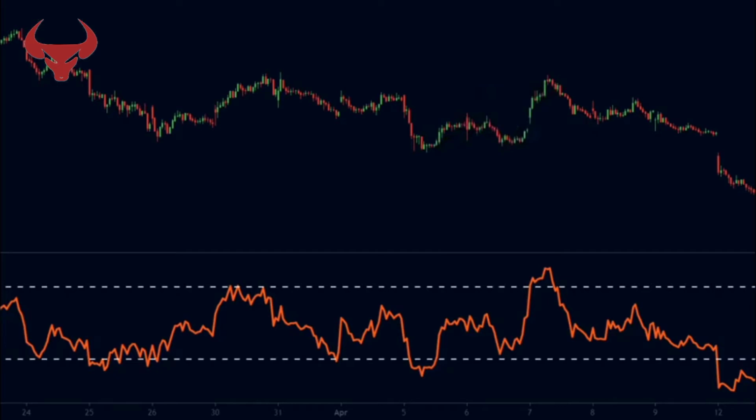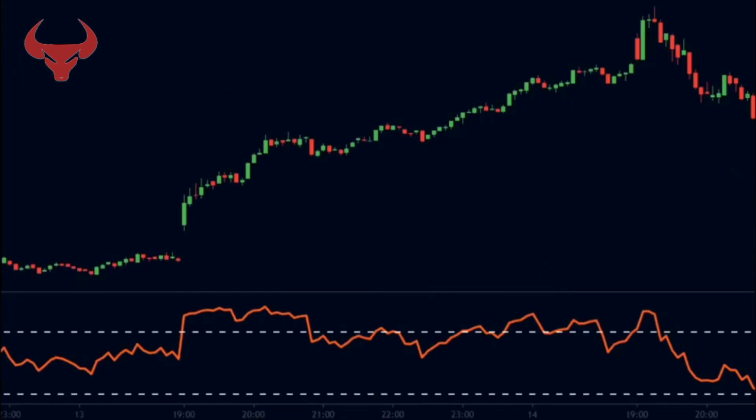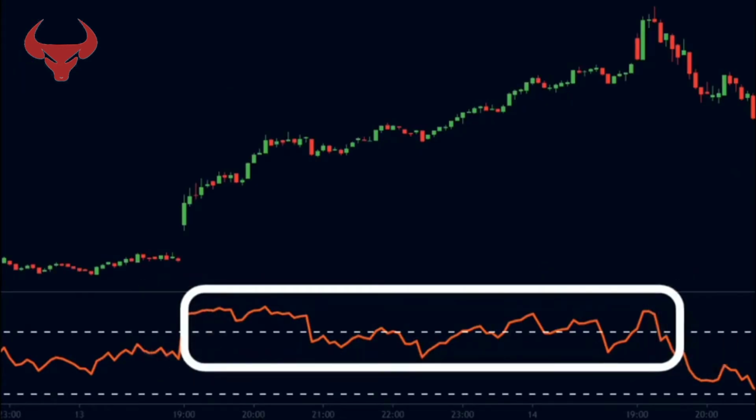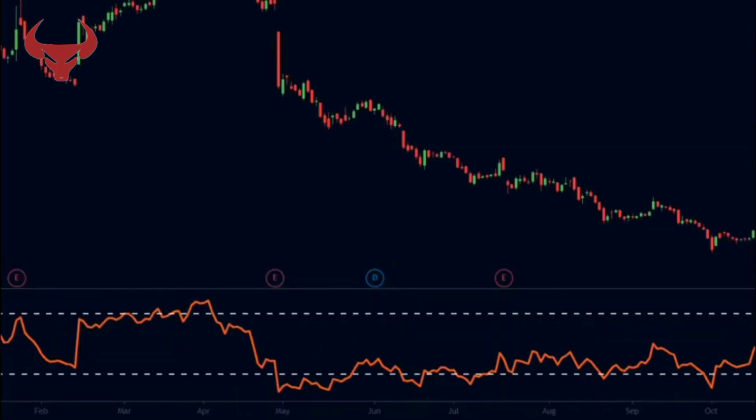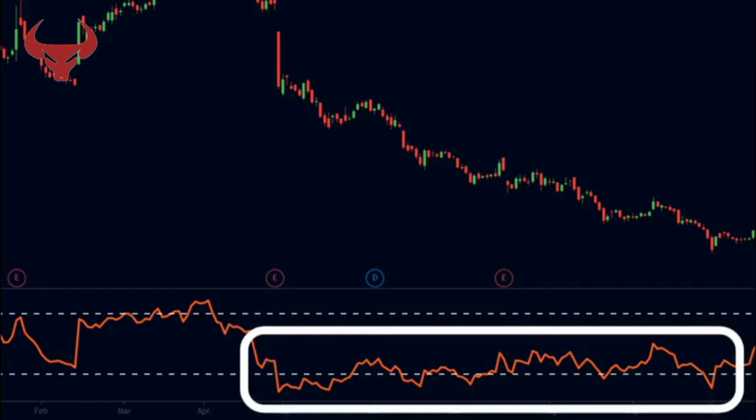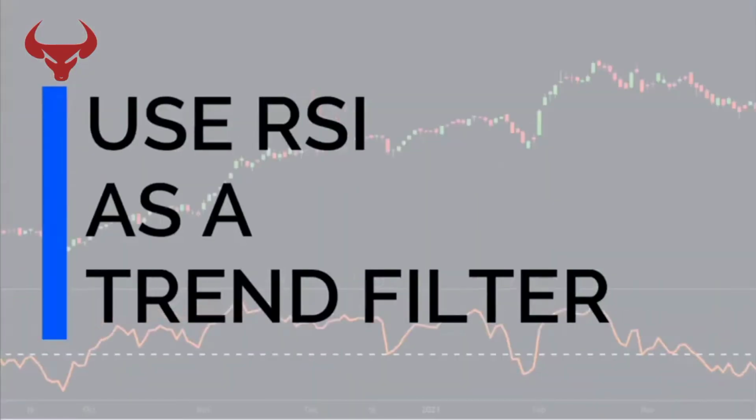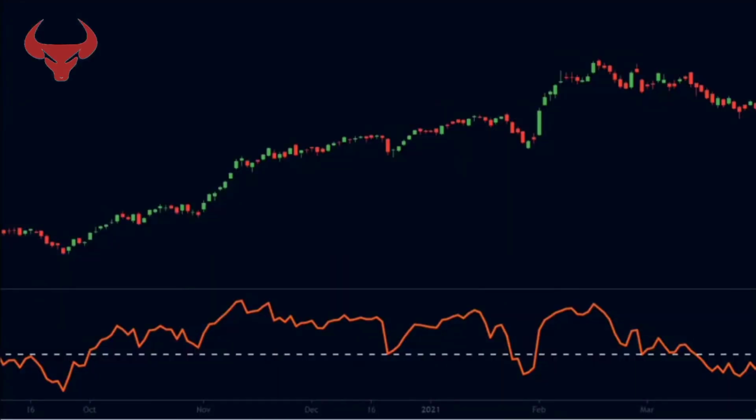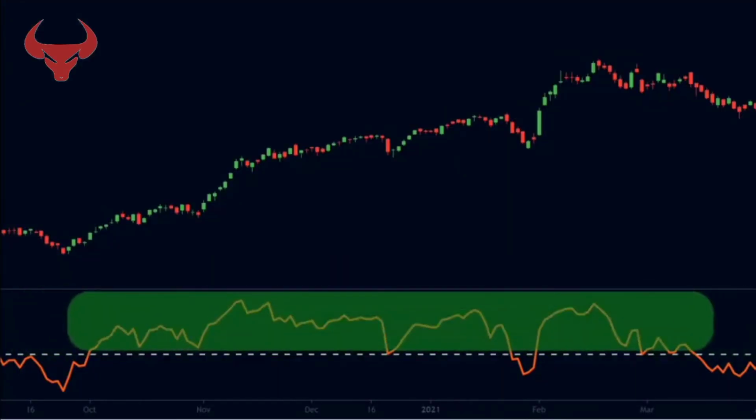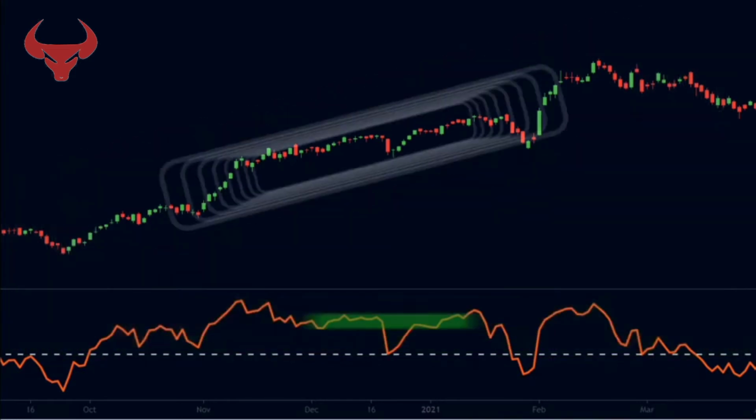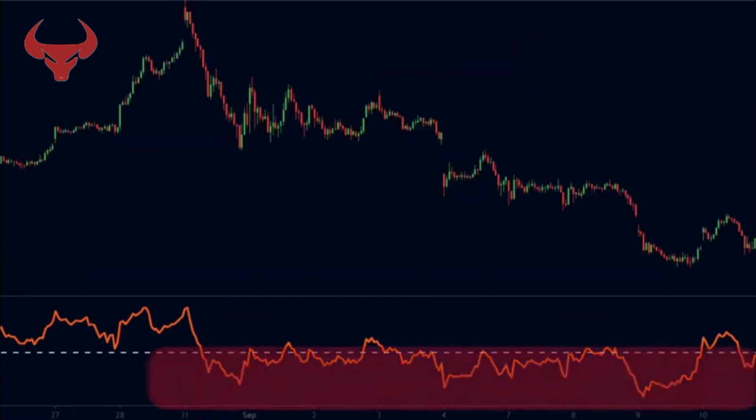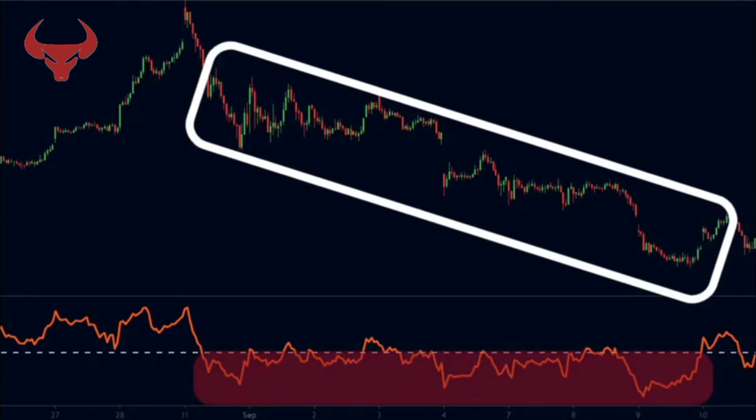The prices do not reverse every time the RSI becomes overbought or oversold. In fact, in an uptrend, the RSI can remain overbought for a long time. Similarly, in a downtrend, the RSI can remain oversold for longer periods of time. We can also use the RSI as a trend filter. This means that when the RSI is above 50, we can say that the market is in an uptrend. And when the RSI is below 50, we can say that the market is in a downtrend.